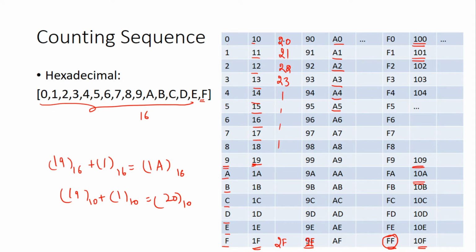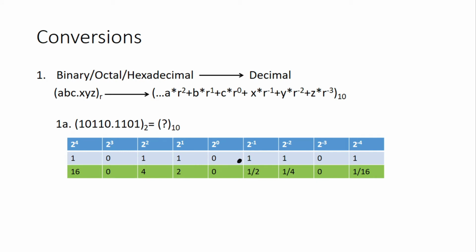Now if the number system is clear, we can move to conversion, how to convert a number in one number system to that in another. So the first category of conversion that we'll be talking about would be from binary or octal or hexadecimal to decimal number system, right? So how are we going to do that?